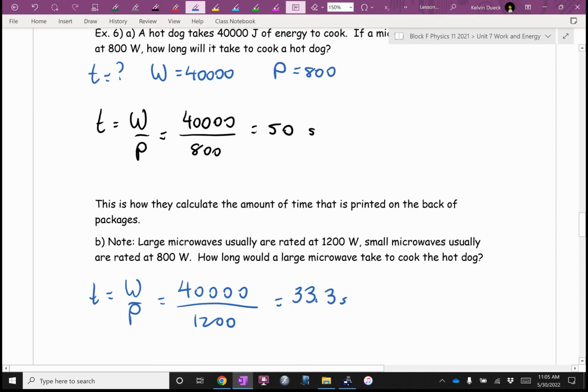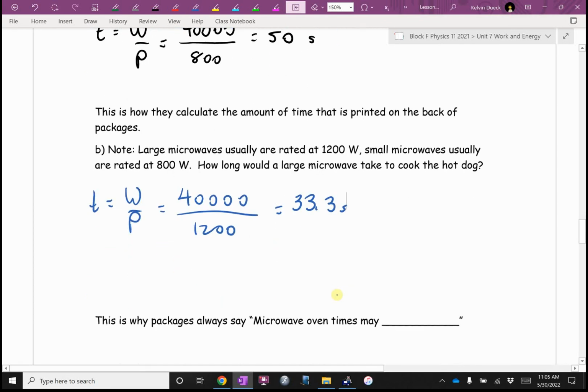Because the company does not know which type of microwave you're using, this explains why it always says on the back of a microwave package, "microwave oven times may vary." You've all seen it. Have none of you cooked anything by looking at the instructions? They don't know whether it's an 800 watt that can put in 800 joules per second or a 1200 watt that can put in 1200 joules per second.